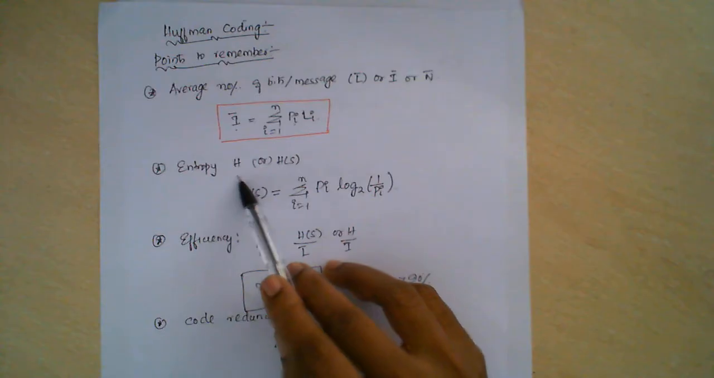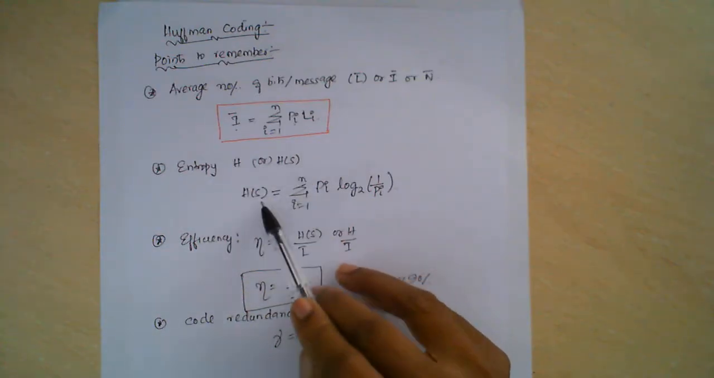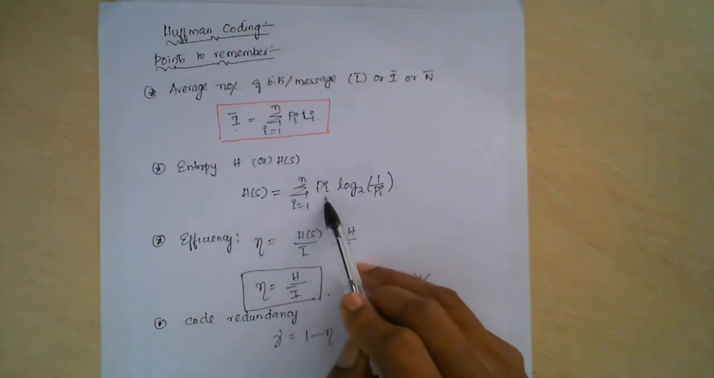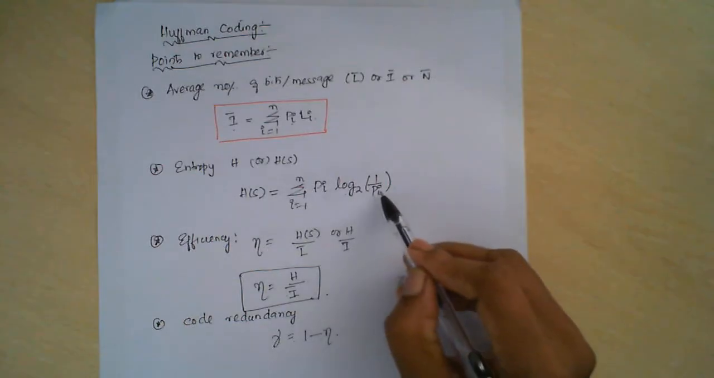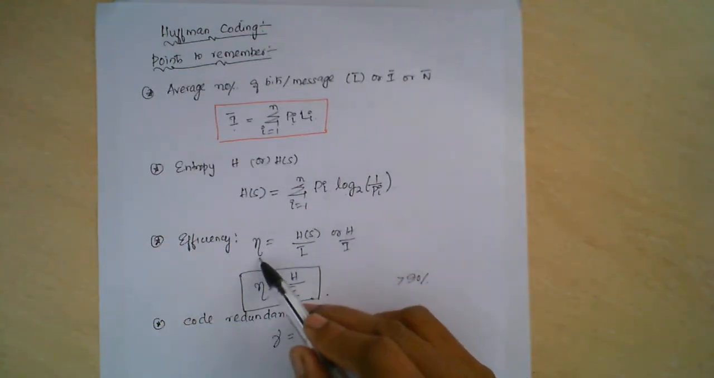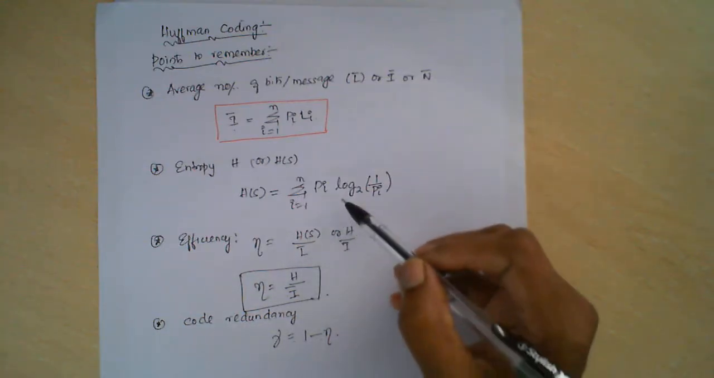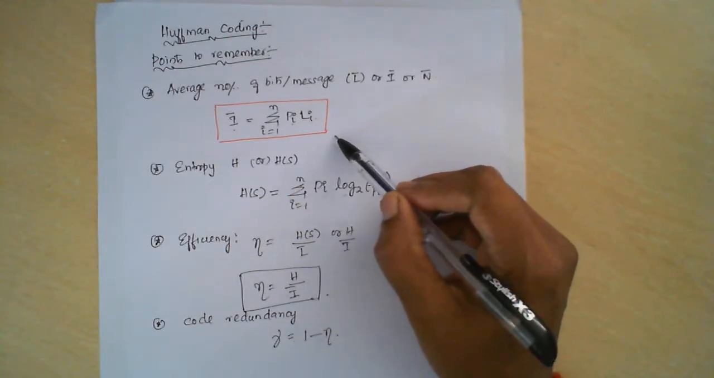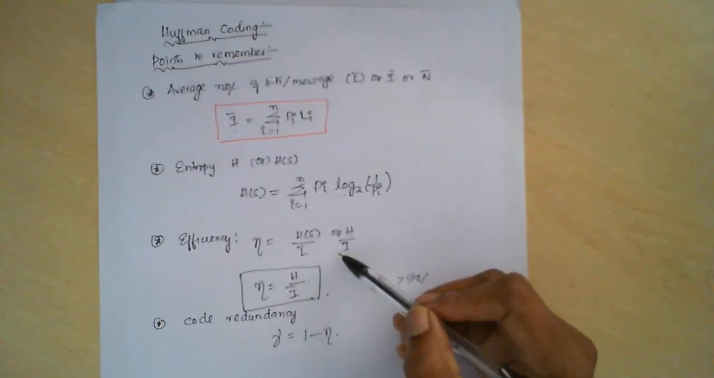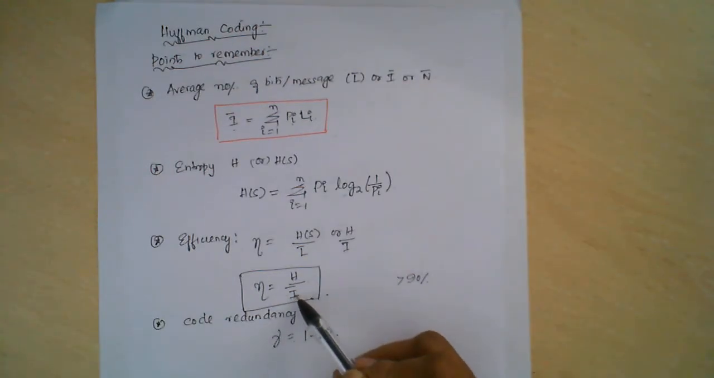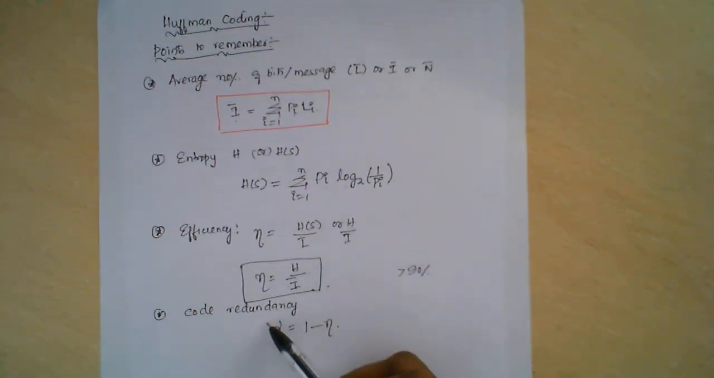Then entropy H, or H of S, is given by the formula H of S is equal to the summation, i equal to 1 to N, of Pi into logarithm base 2 of 1 by Pi. Next is efficiency. Efficiency is calculated as H divided by I bar. That is, you have calculated the entropy and the average length, that is, the average number of bits, and you divide them to find the efficiency. It is given by H of S divided by I bar or L bar. And code redundancy is represented by the gamma symbol, that is, 1 minus the efficiency.